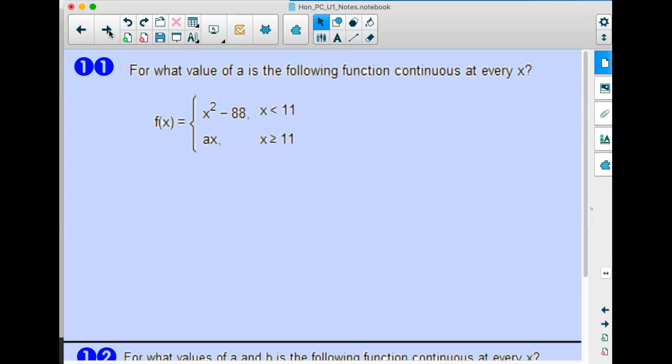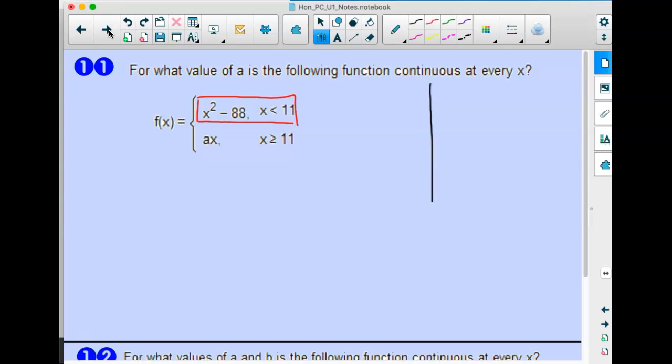Okay, let's move on. So if I give you a piecewise function, you want to be able to create a continuous function, right? So as this function is right now, the value of a means that it may not be continuous, okay? So think about this graph, right? This is a parabola, x squared minus 88, and you only graph it when x is less than 11. So it's a parabola shifted 88 down, and there's a hole, an open circle when x is 11 right there, and the rest of the parabola is there.